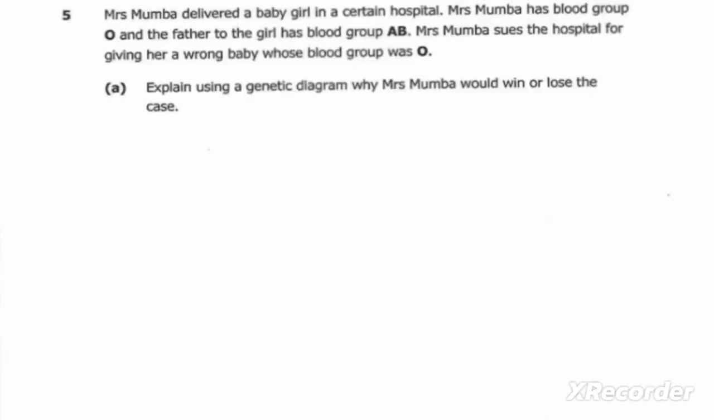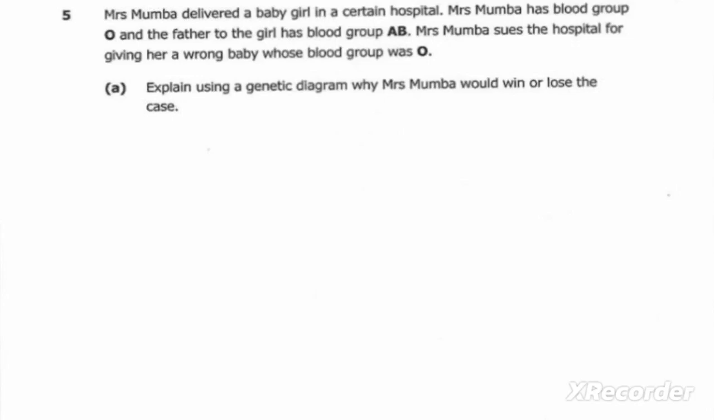Now let us shift to the next question, which is question 5. The question reads: Mrs. Mumba delivered a baby girl in a certain hospital. Mrs. Mumba has blood group O and the father to the girl has blood group AB. Mrs. Mumba sues the hospital for giving her a wrong baby whose blood group was O. Question 5a. Explain using a genetic diagram why Mrs. Mumba would win or lose the case.